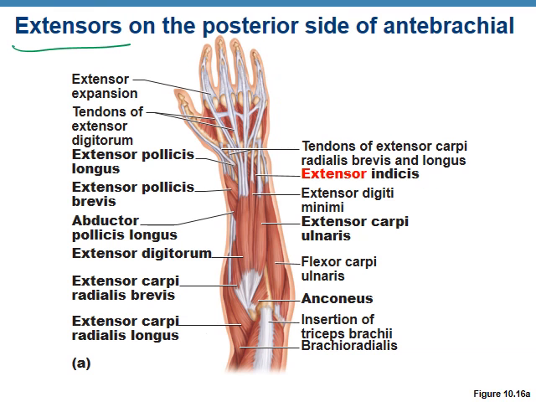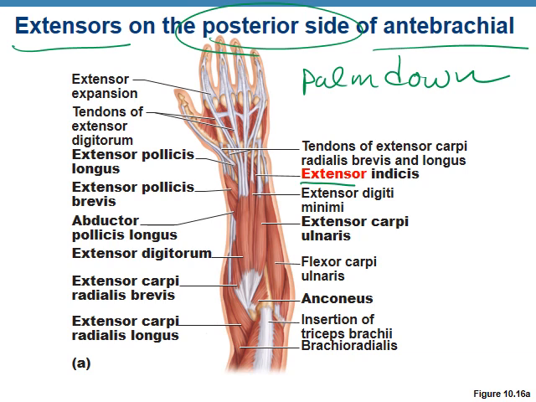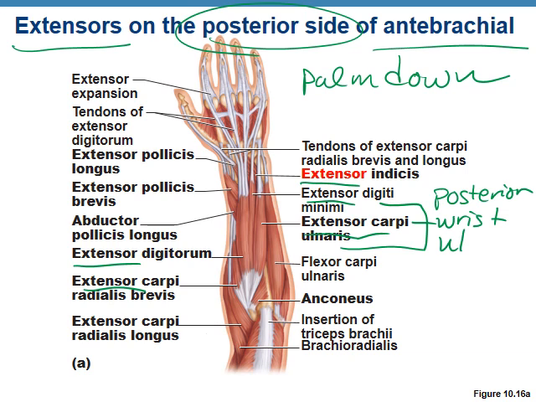Now we move on to extensors on the posterior side of the forearm. So this is your palm down. You can see extensors listed throughout. You can break the word down if you understand extensor carpi ulnaris. Extensor is going to say we're on the posterior side of the forearm. Carpi means wrist, and ulnaris means ulna. So if you wanted to locate the extensor carpi ulnaris, you have a general location in which to look for that muscle.